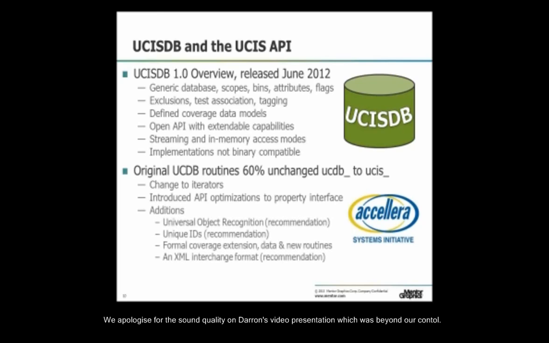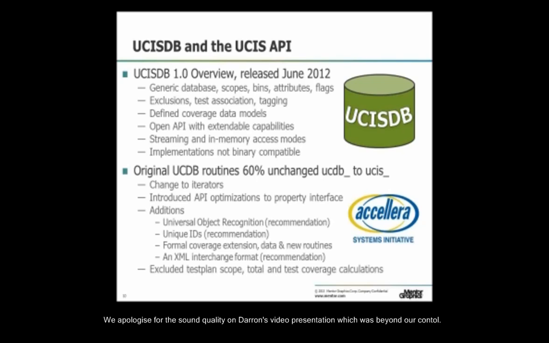And then there were a few additions to the original UCDB where we introduced a universal object recognition to make it easier to actually recognize particular objects in the database. There's a formal extension that was added to the database, which is a whole bunch of new routines for storing and accessing formal type data, because it differs from simulation, and there's a whole bunch more information that needs to be stored. And then finally, there was also an XML interchange format that was added to the spec as well.